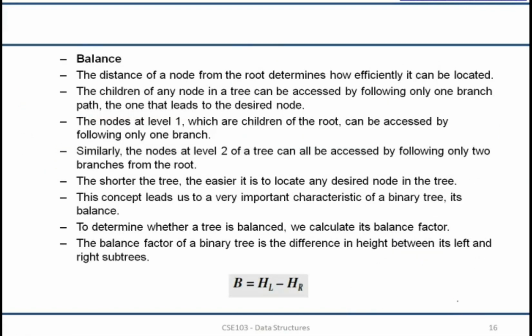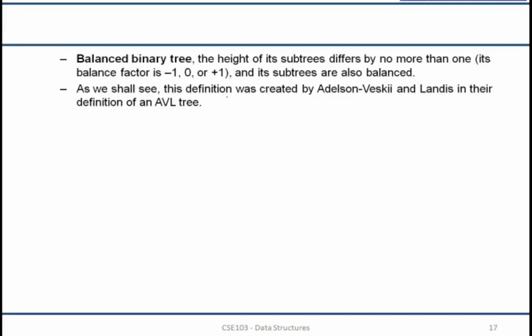So this is what the balance factor is. The balance factor of a binary tree is the difference in height between its left subtree and right subtree: B equals HL minus HR. A balanced binary tree means the height difference of its subtrees should be minus 1, 0, or 1. Then the tree is a balanced binary tree. It should hold for all the nodes in the binary tree. Then only is it called a balanced binary tree.